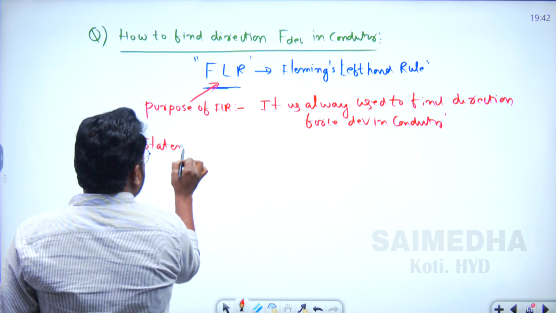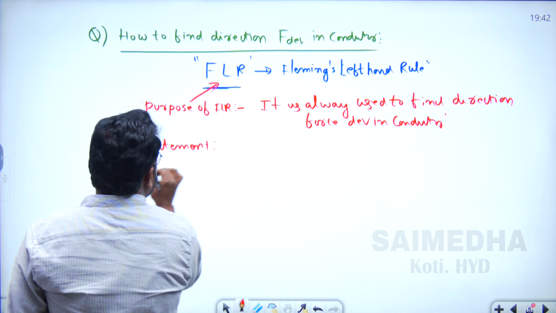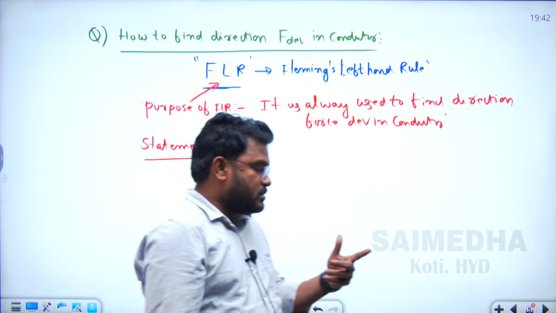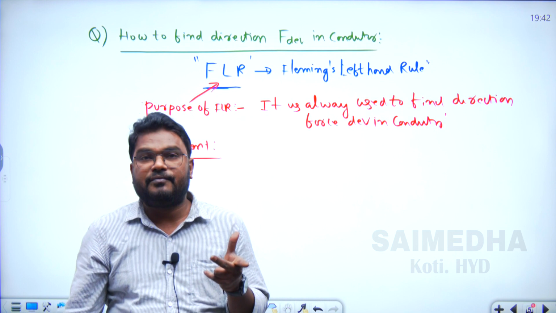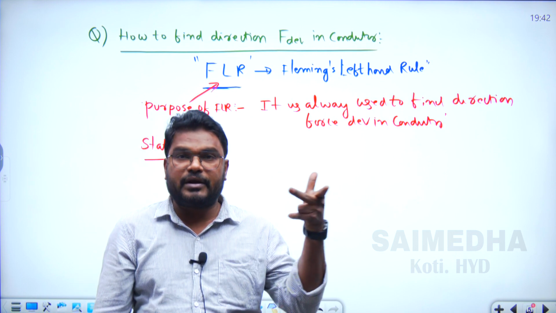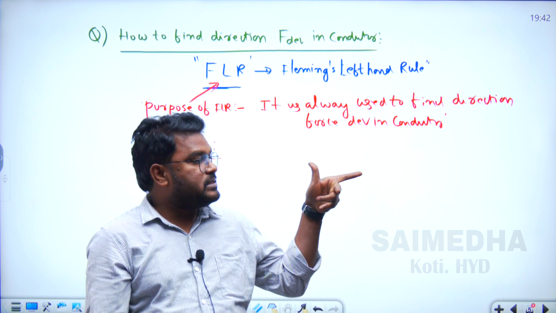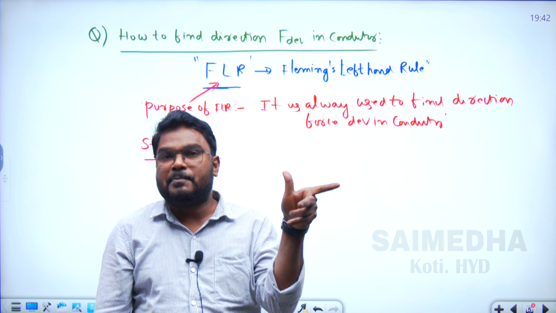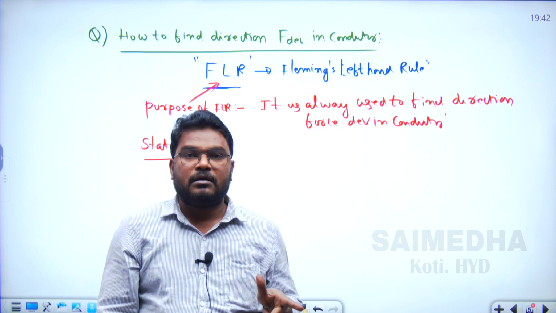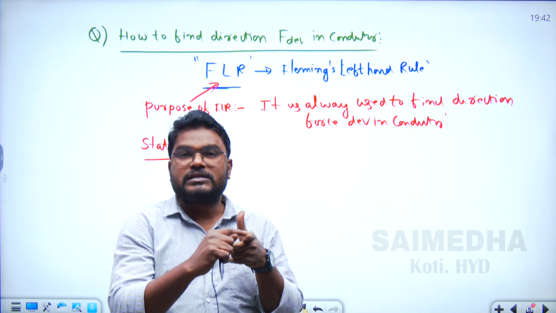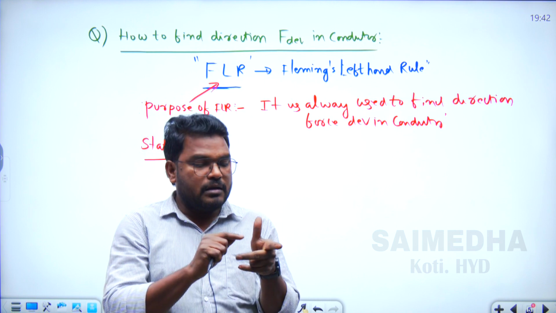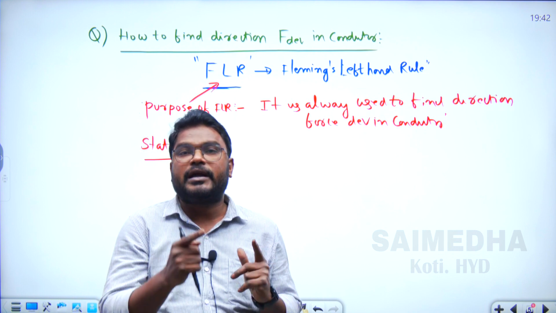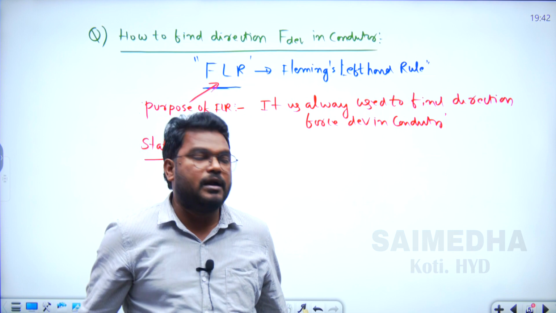So how do we find out the statement? How do we define the statement of the FLR? Suppose the forefinger, center finger and thumb of the left hand are stretched in a perpendicular direction to each other. If the forefinger indicates the flux direction and the center finger indicates the current direction, then the thumb indicates the force developed by the conductor.